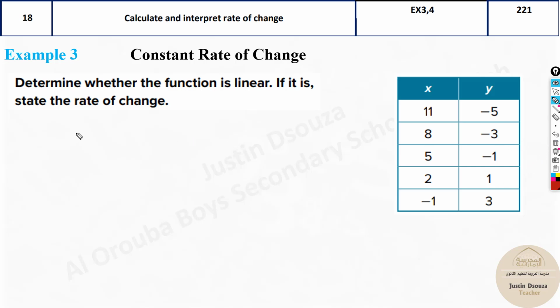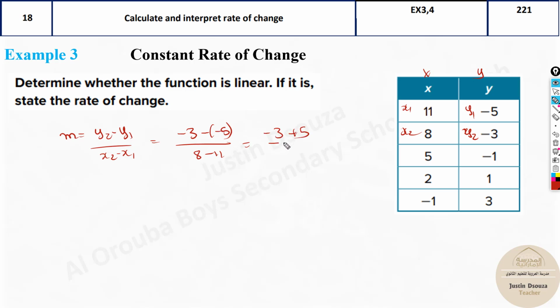Here, what you need to do is use the slope formula. You have x and you have y. So this will become x1, x2, y1, y2. So basically, m can be given as y2 minus y1 divided by x2 minus x1. We can use this to find the slope, that is minus 3 minus of minus 5 divided by 8 minus 11. The answer will be minus 3 plus 5 divided by minus 3. So it is 2 by 3 with a negative sign.